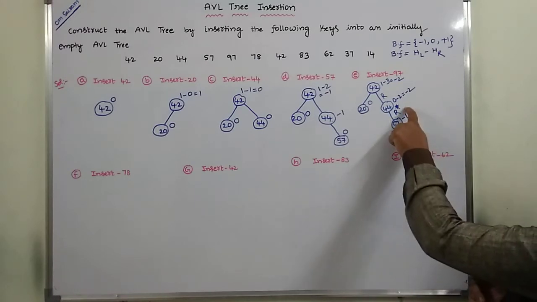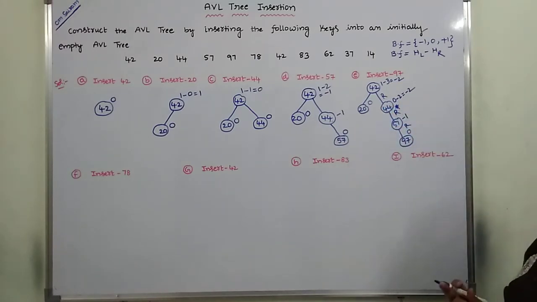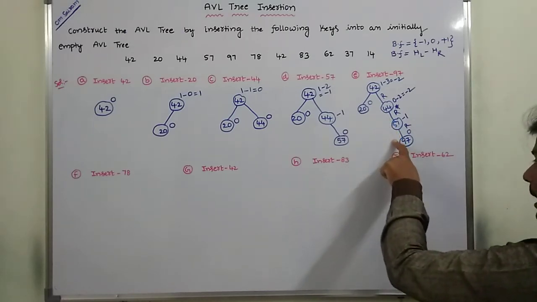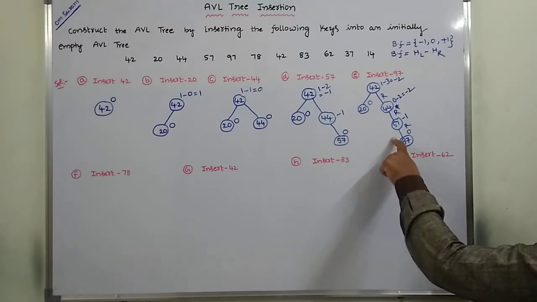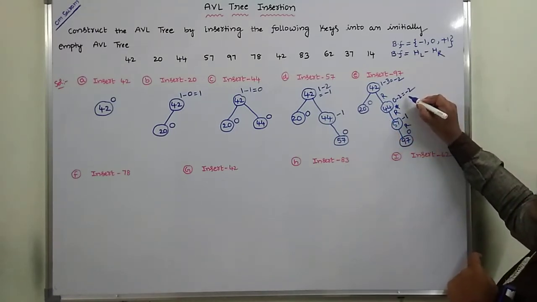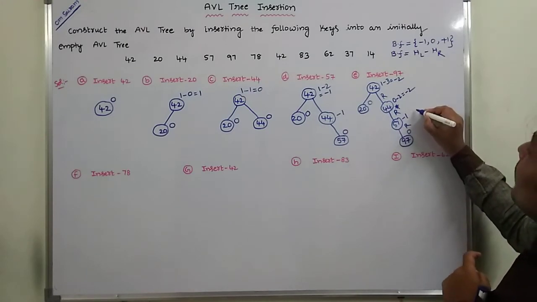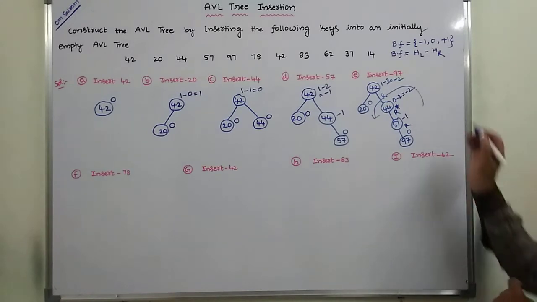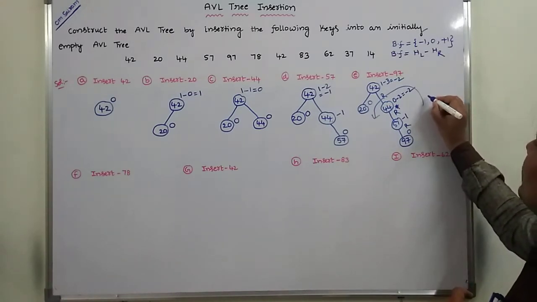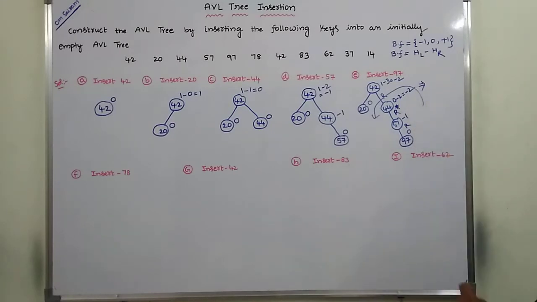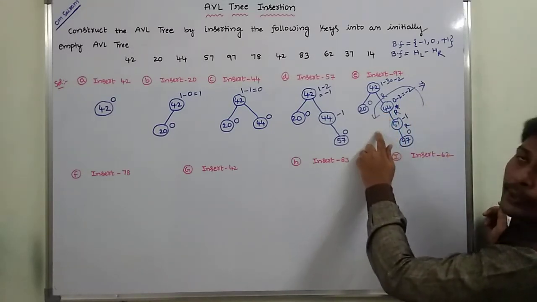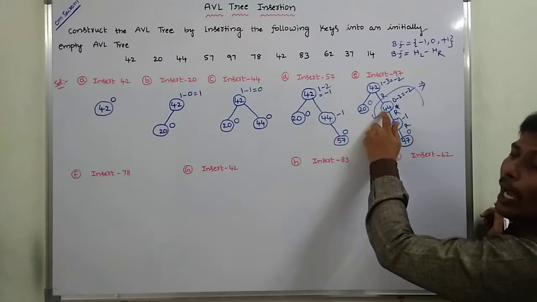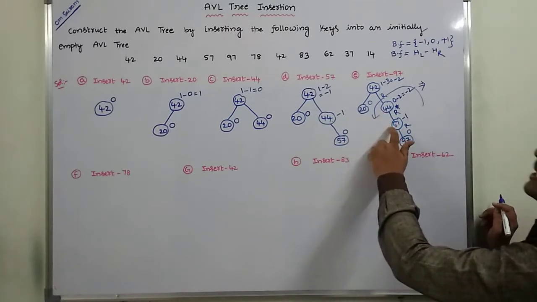The star mark represents the node with respect to which we have to perform the RR rotation. Whenever the RR rotation is performed, this tree is the right subtree. To reduce the height of the right subtree, we have to perform the rotation on the left. After performing the rotation, what is the tree we are getting? Here 44 goes down, 57 goes up, and 97 goes to this place.